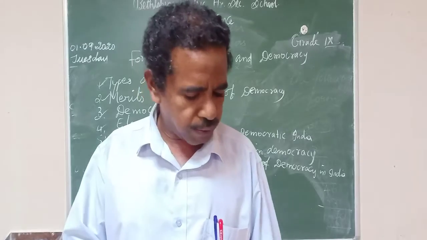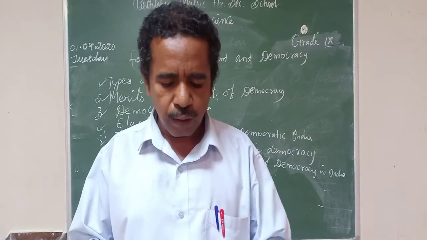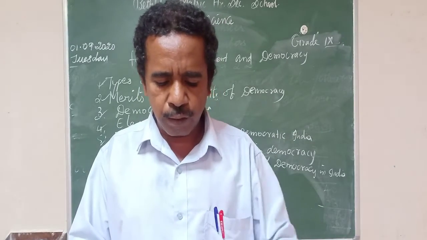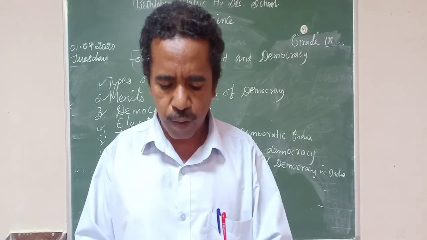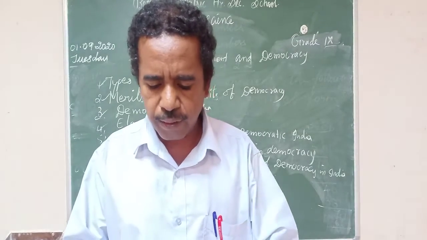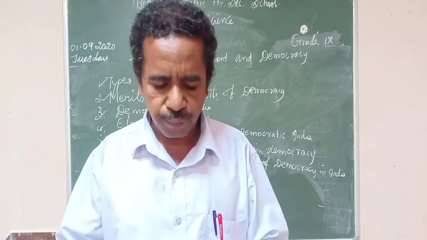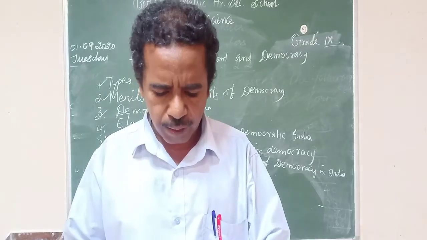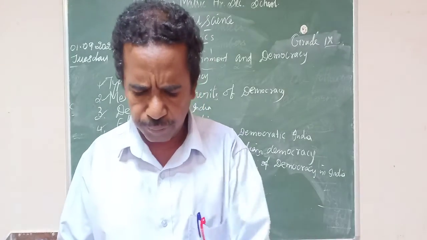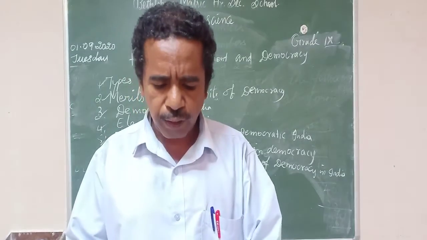Now we mark some of the questions. The other day I marked 2 short answers. Now we mark the third 2 mark question: distinguish between direct and indirect democracy. That is page number 240.